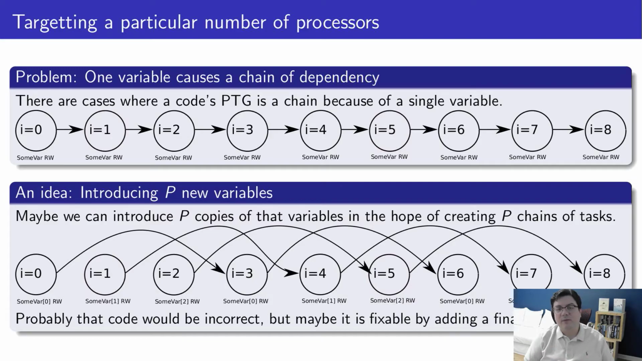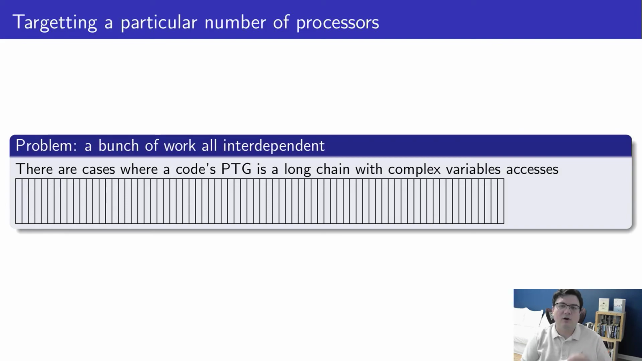Now, there was probably a good reason the code was written using a single variable, and so probably that modification will lead to a code that is incorrect. But in many cases, the code is going to be wrong in a way that is easy to fix afterward. If the dependencies are caused by more complex variable accesses, it can be hard to introduce more variables, but targeting a particular number of processors can still be helpful.